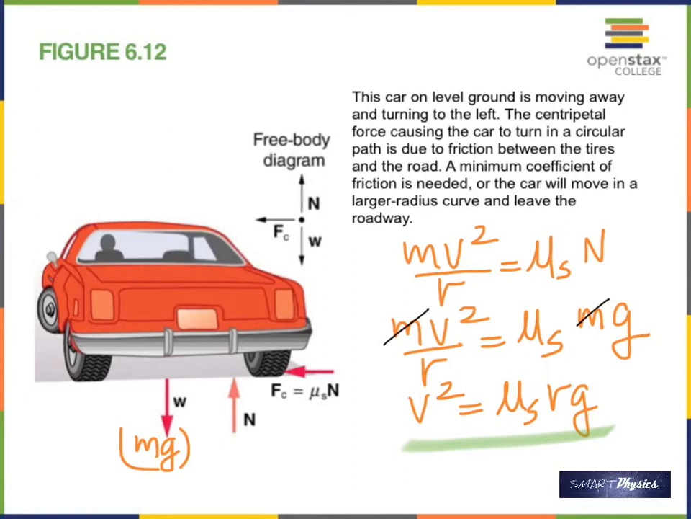So find out at what speed you can drive if the radius is 100 meters and mu s is, 0.1 is too small, take it as 0.5, and the radius of the curve is 100 meters.